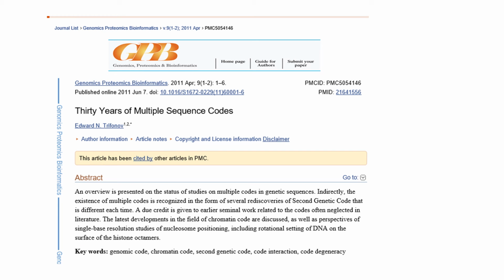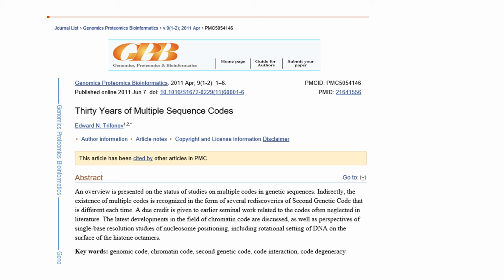And so I just wanted to share with you Edward Trifonov's take on all of this because he, of course, was there from the beginning. And so he wrote an article in 2011 in Genomics, Proteomics, and Bioinformatics saying 30 years of multiple sequence codes. So let's just read a little bit together.